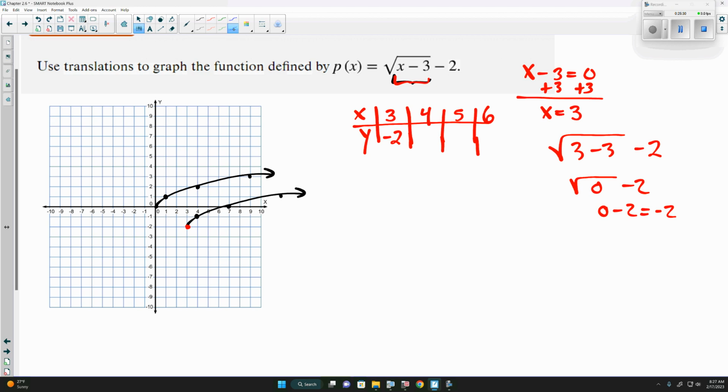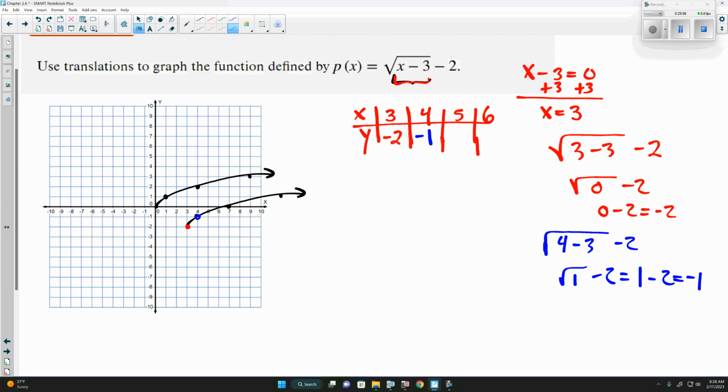Then we do the same thing with 4. We do square root of 4 minus 3, minus 2. Well, 4 minus 3 is 1. Square root of 1 is 1. And 1 minus 2 is negative 1. Where negative 1 is the point we have on the graph, yes?